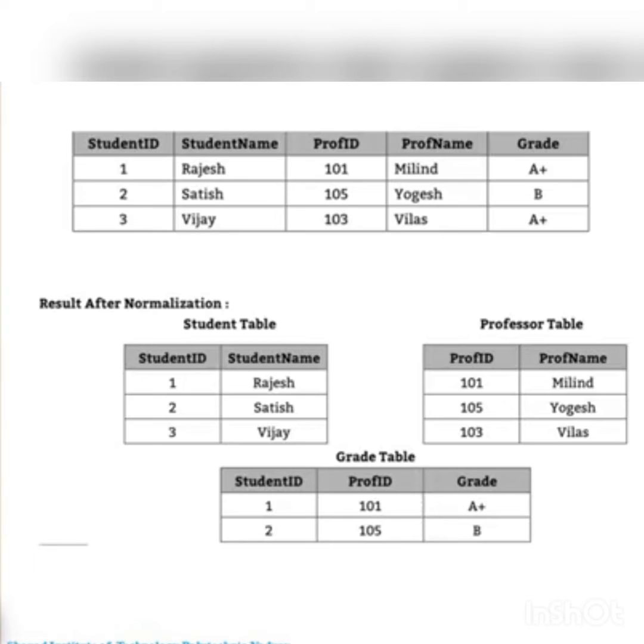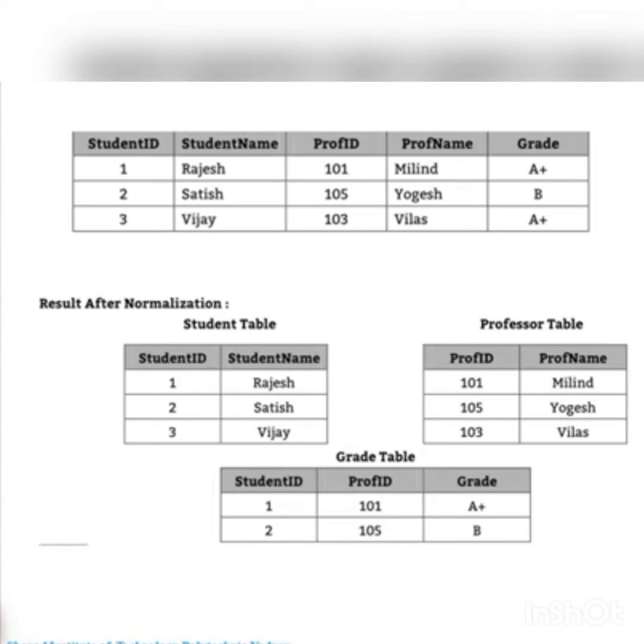Besides the grades, it contains only the two IDs of the student and the professor. If now a student is deleted, we do not lose the information about the professor. To make the table comply with second normal form, we can break it into three tables.